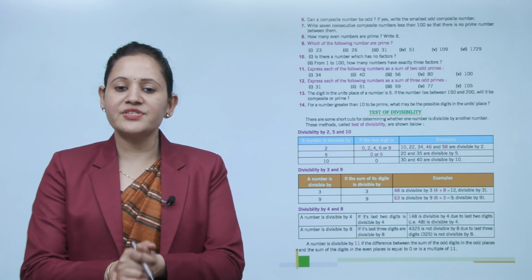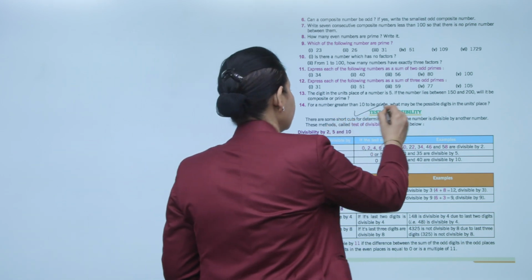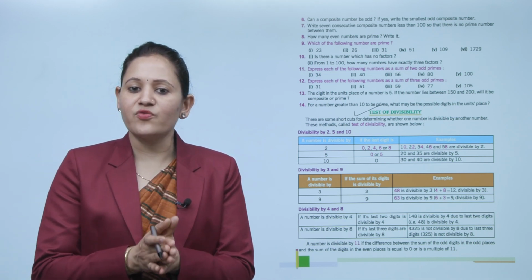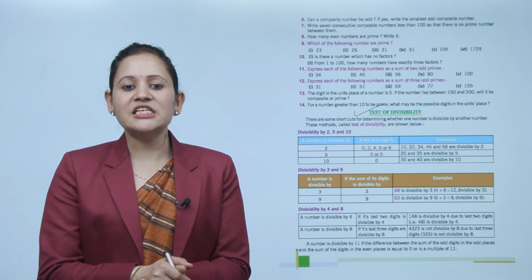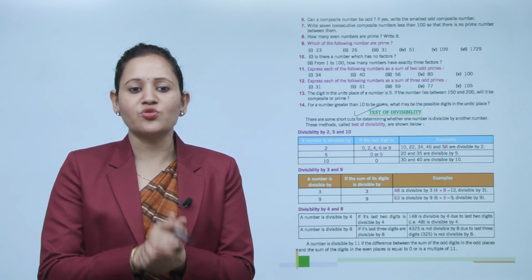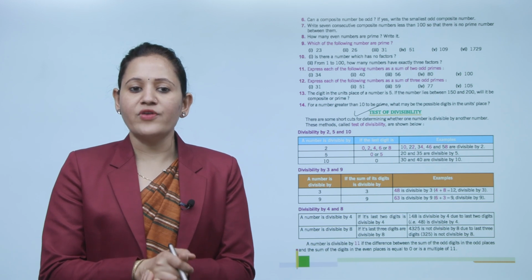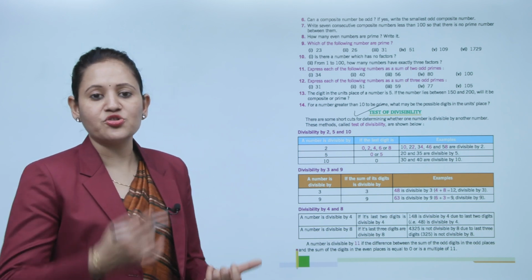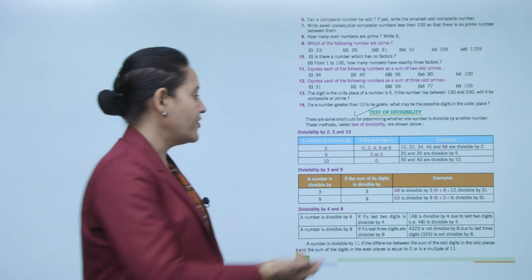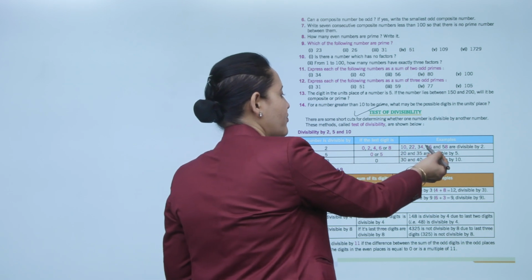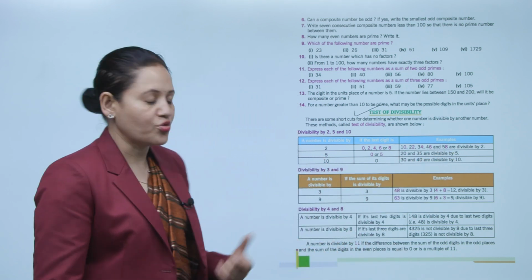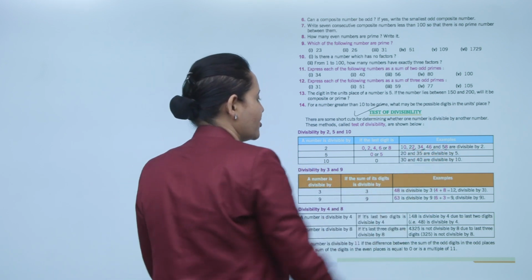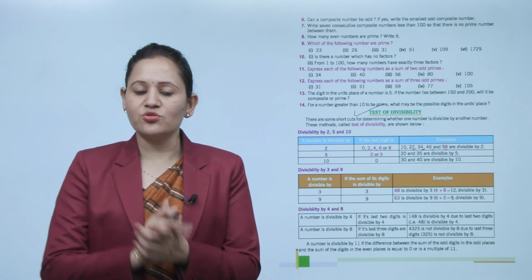Next is test of divisibility. There are some shortcuts for determining whether one number is divisible by another number. This method is called the test of divisibility, as shown below. Divisibility by 2, 5 and 10. For 2, the last digit, the unit digit, should be 0, 2, 4, 6 or 8. For example, 10, 22, 34, 46, 58. They are divisible by 2 because the unit digits are 0, 2, 4, 6 and 8. So all these numbers are divisible by 2.